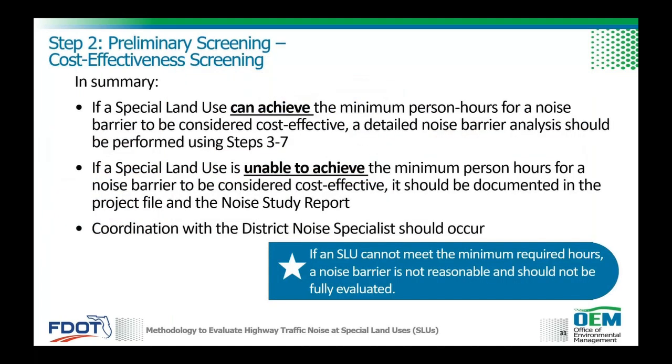If a special land use can achieve the minimum person hours to justify the cost of a noise barrier, a detailed noise barrier analysis should be performed using steps 3 through 7. Otherwise, if a special land use is unable to meet the minimum person hours using reasonable assumptions, documentation should be saved in the project file as well as the noise study report. And of course, coordination with the district noise specialist should also occur to ensure that a full barrier analysis is not needed.